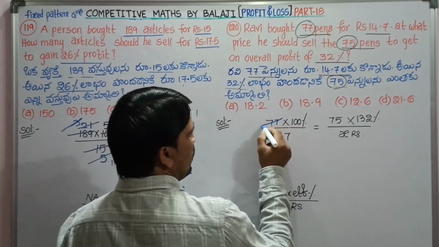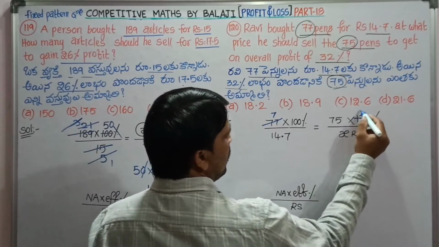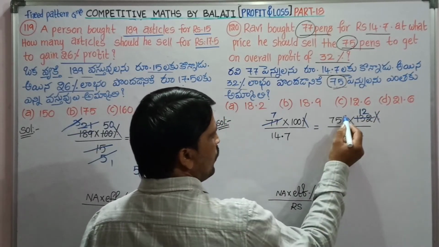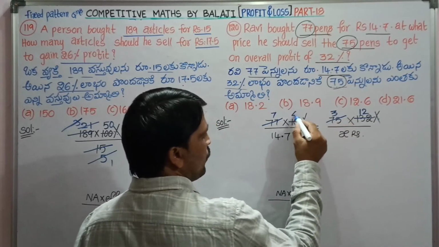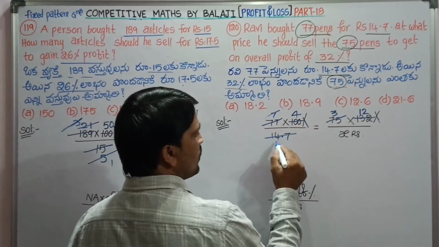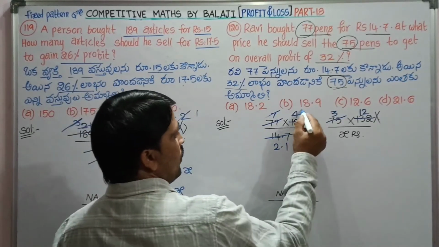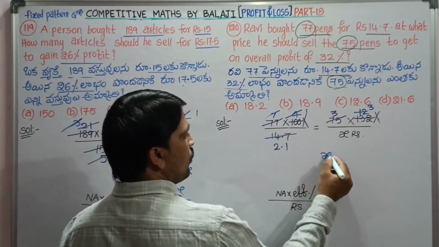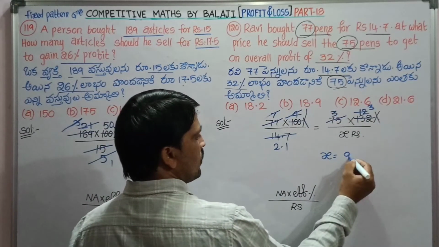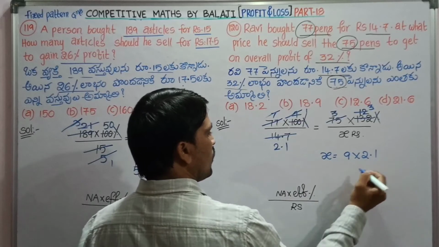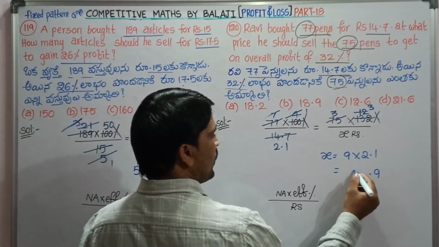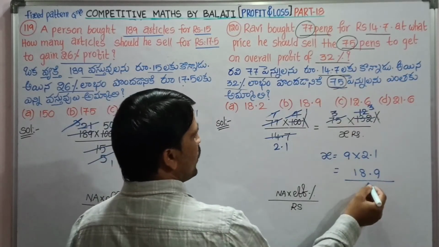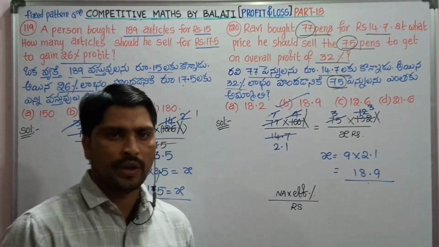11 sevens are 77, 11 12s are 132. Percentage gets cancelled. 25 threes are 75, 25 fours are 100. 7 ones are 7, 2.1s. 4 ones are 4, threes are 12. So X into 1, X equals 3 threes are 9 into 2.1. 9 ones are 9, decimal point, 9 twos are 18. So the selling price of 75 pens is 18.9 rupees. So answer is B. Okay, next question.